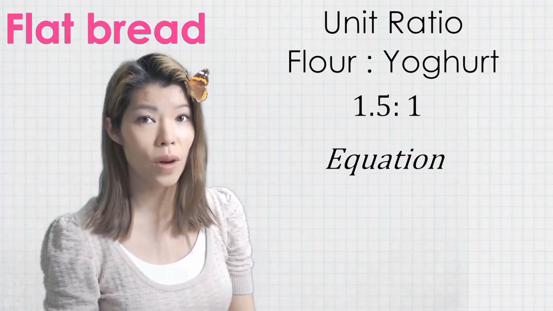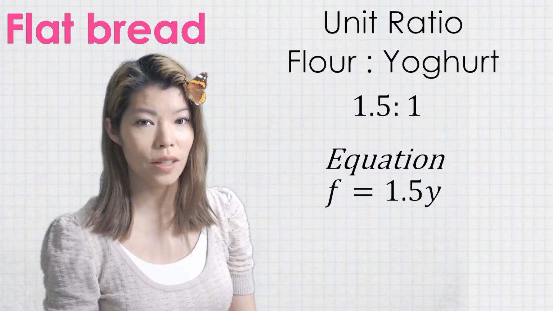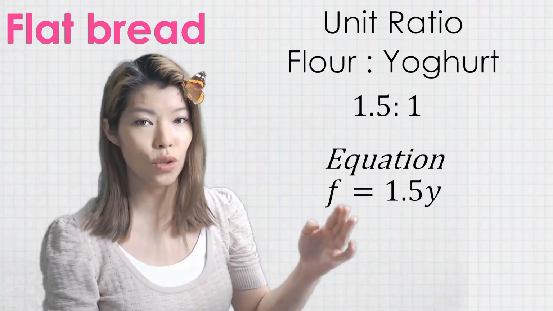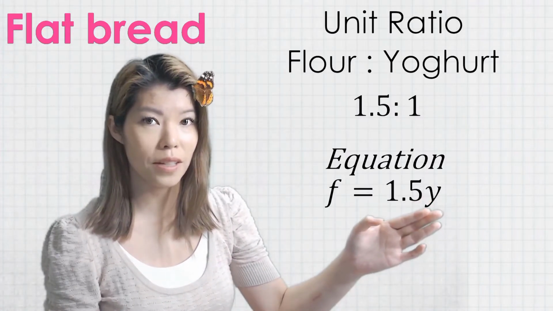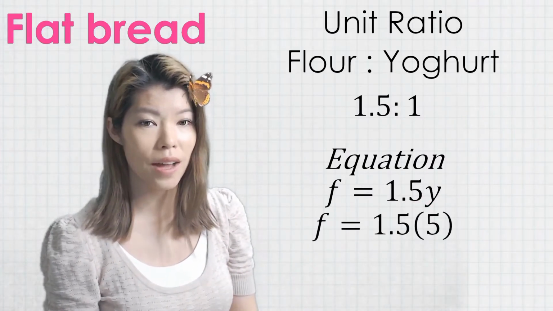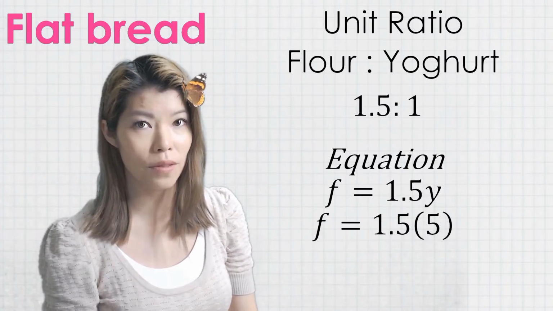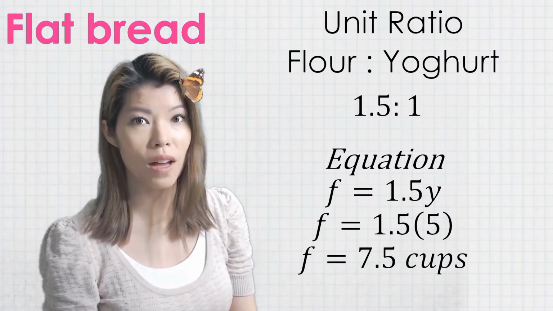We could also use an equation if you like. So it would read flour is equal to 1.5 times yogurt. So when yogurt is 5, we substitute the y as 5 and we get 7.5 cups.